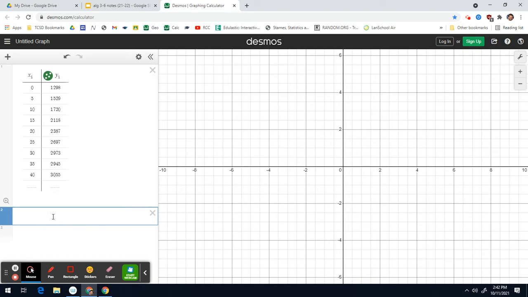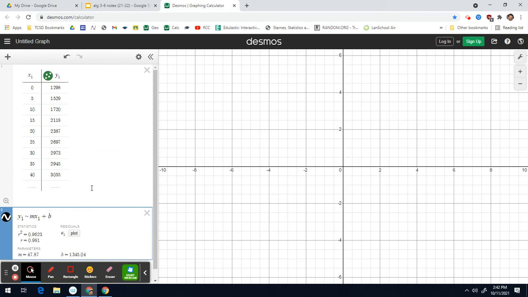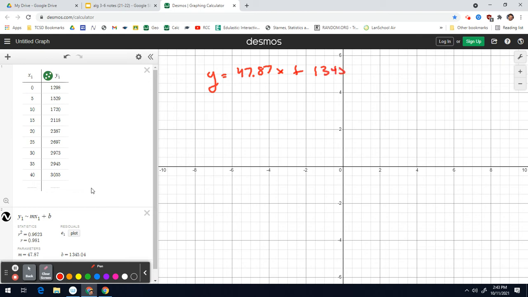Now we're going to find our line of best fit. So y, shift minus key, 1, arrow to the right, shift squiggle button, mx, shift minus key, 1, arrow to the right, plus b. And here is our line of best fit equation. I'll just use the numbers they give us. Our line of best fit is y equals 47.87x plus 1345.04. This is the equation that we're going to use.